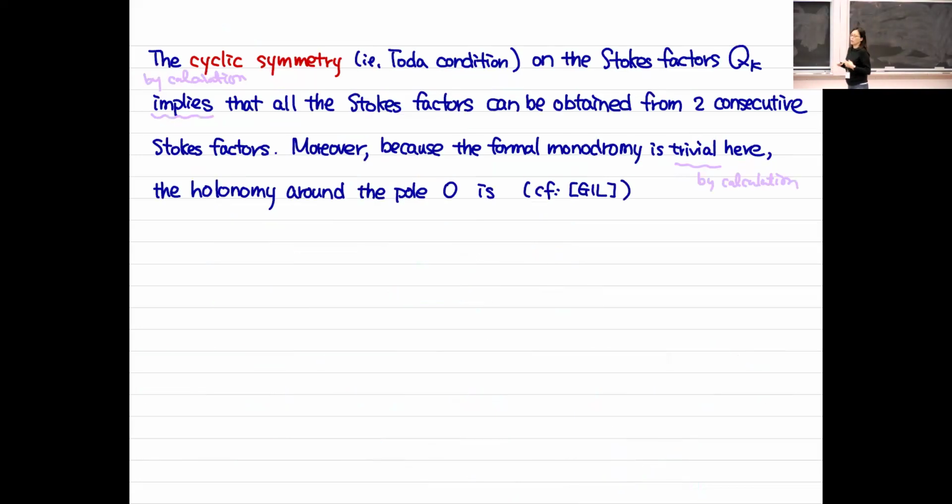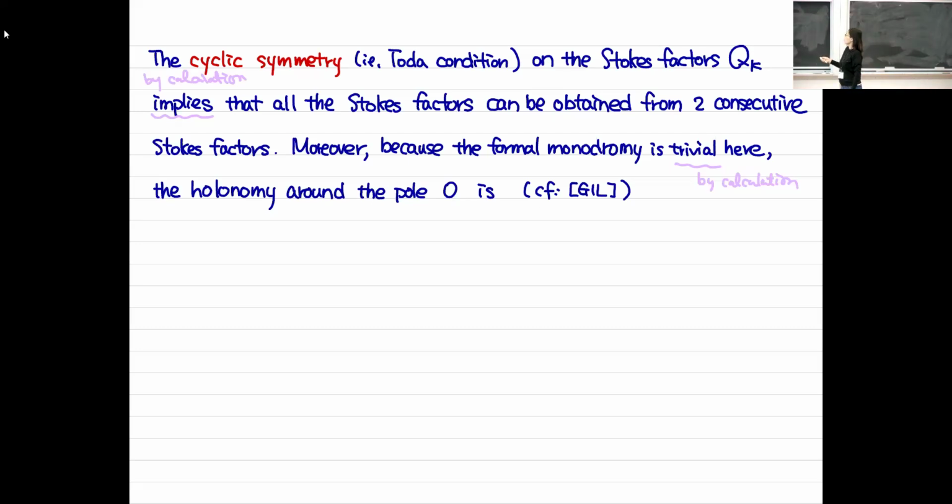So those symmetries will have some effect on the Stokes data and connection matrices, right? The cyclic symmetry on the Stokes vectors implies that they can actually be attained from two consecutive Stokes vectors. So in general, you have Q1 plus 1 over n+1 and so on. So you have everything, but in fact, you can obtain all of them from two consecutive ones. This is due to cyclic symmetry. In Jael's paper, they get it from doing computation precisely using those symmetries.